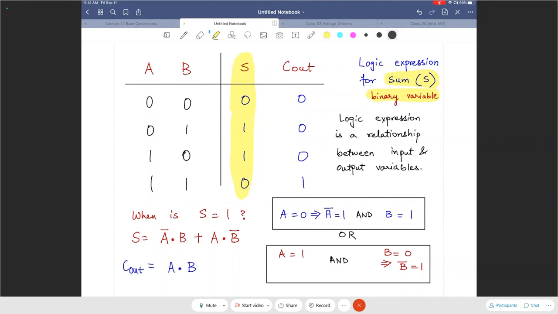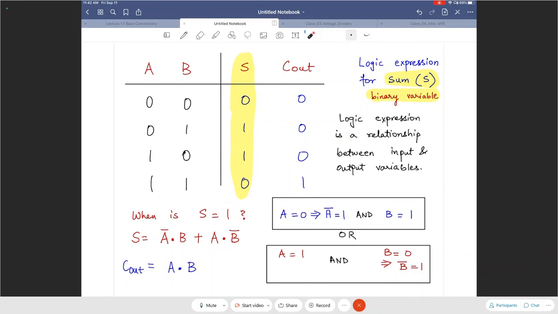Many of you have also written logic expressions for Studio 1, for the 2-bit comparator. Those were relationships between the output. Each output was represented using some or all the inputs. So a logic expression is nothing but a relationship between inputs and outputs. In this case, input and output variables. So let us try to establish the logic expression for S, the sum. So to do this, I will ask a simple question. When is the sum 1?